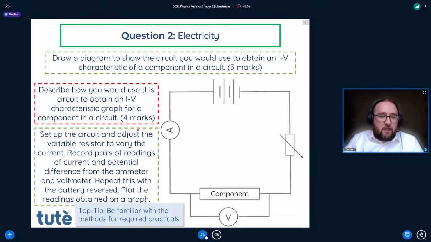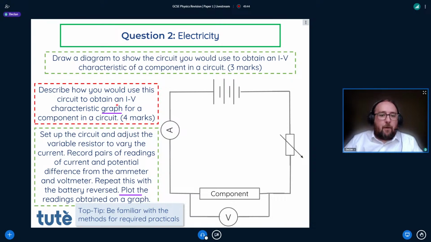So set up the circuit and adjust the variable resistor to vary the current. Record pairs of readings of the current and potential difference from the ammeter and the voltmeter. And then make sure to mention repeats. When in doubt, if you're talking about an experiment, talk about repeats. Make sure you say, repeat this, repeat this, repeat this. And then, because our aim is to plot that graph, I've even remembered to mention, plot the readings obtained on a graph, just to make sure the examiner knows what I'm talking about, knows where my end goal is here.